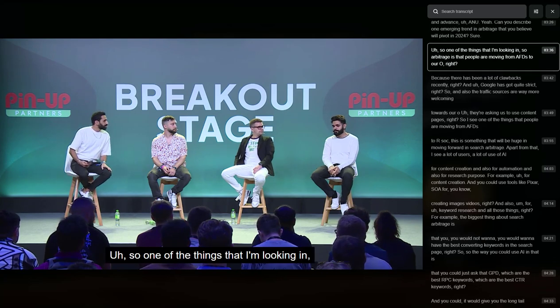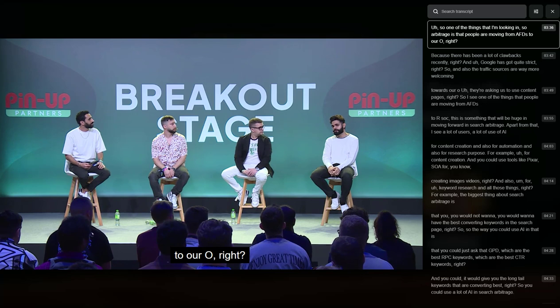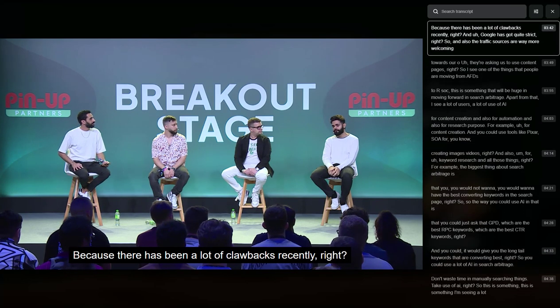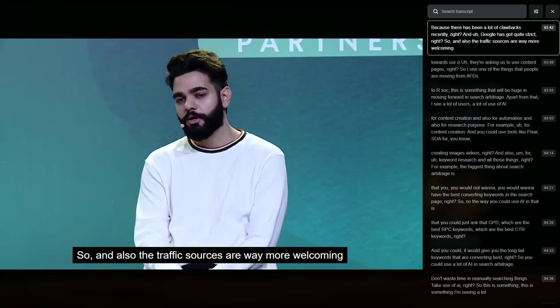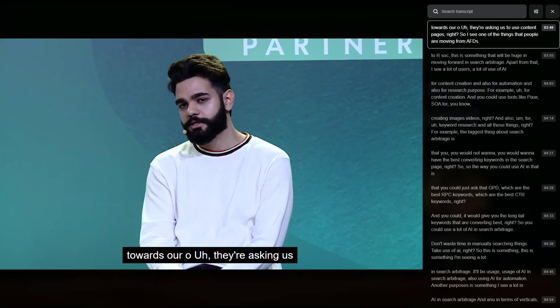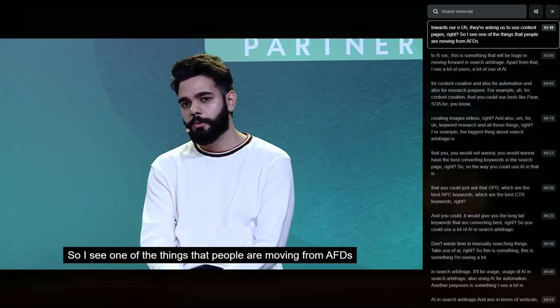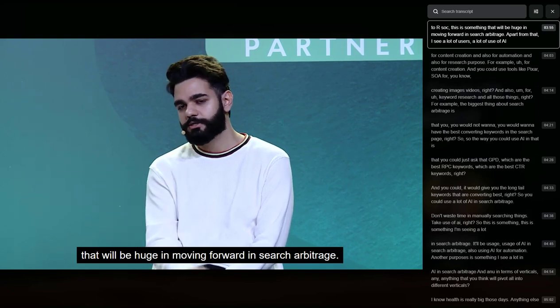Sure. So one of the things that I'm looking at in search arbitrage is that people are moving from AFDs to RSOC, because there have been a lot of clawbacks recently, and Google has gotten quite strict. Also, the traffic sources are way more welcoming towards RSOC. They're asking us to use content pages. So I see people moving from AFDs to RSOC, and this is something that will be huge moving forward in search arbitrage.